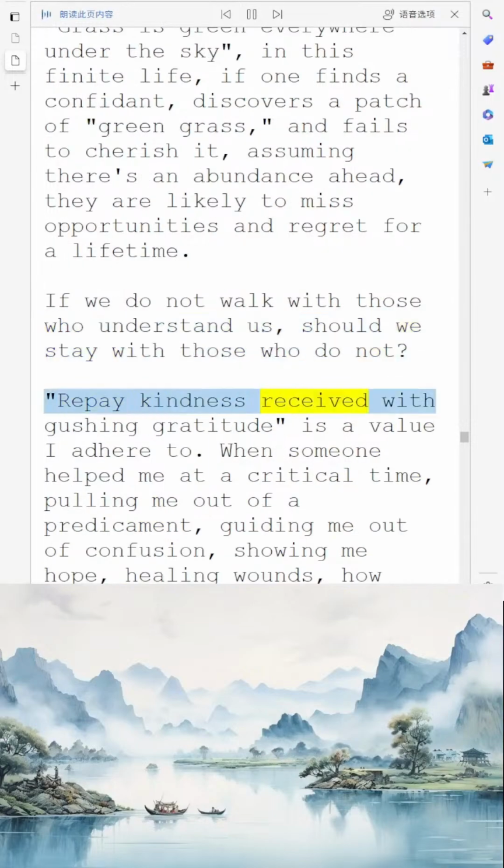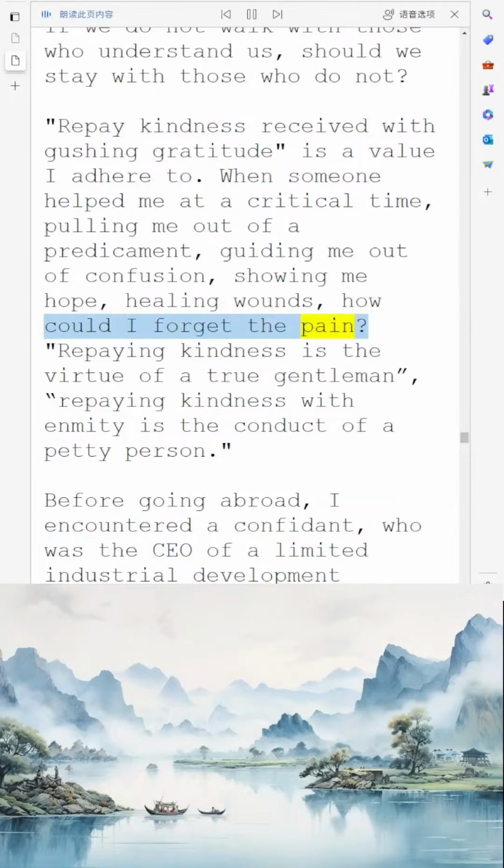Repaying kindness received with gushing gratitude is a value I adhere to. When someone helped me at a critical time, pulling me out of a predicament, guiding me out of confusion, showing me hope, healing wounds, how could I forget the kindness? Repaying kindness is the virtue of a true gentleman. Repaying kindness with enmity is the conduct of a petty person.